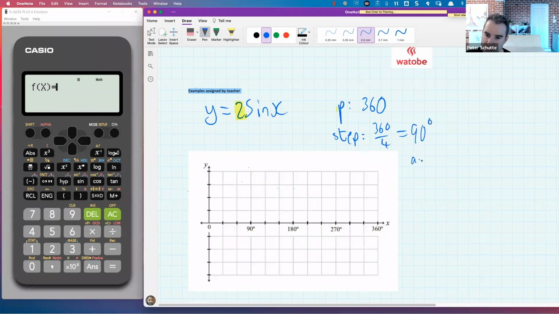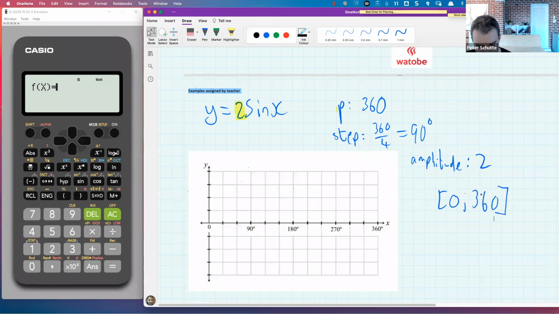Then sometimes you need to know the amplitude, although your calculator will work that out from the formula, but in this case, the amplitude is 2. And the final thing that you need to know when you draw a graph is the domain. In this case, the domain is 0 to 360.